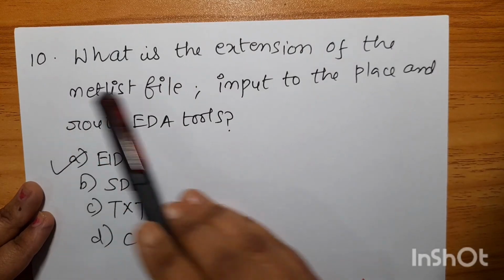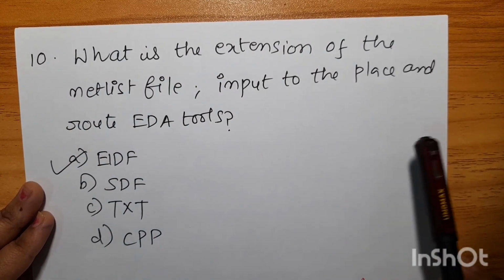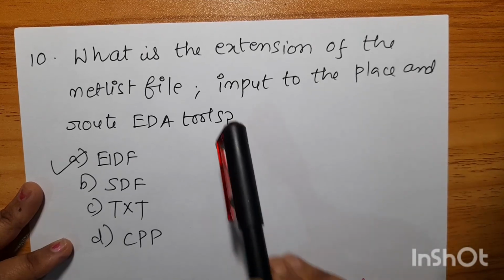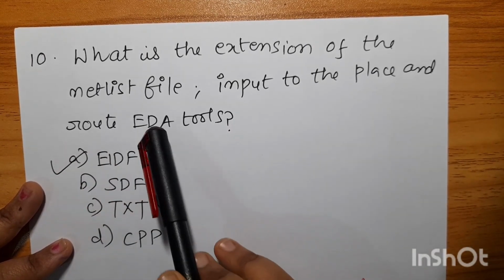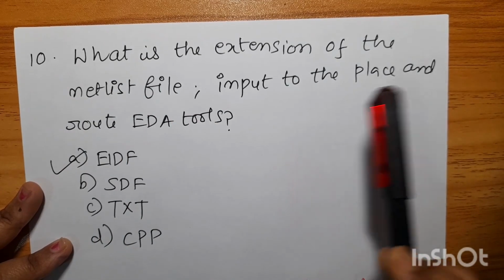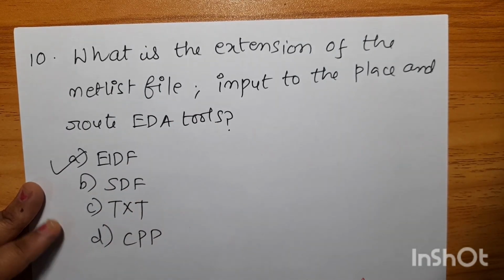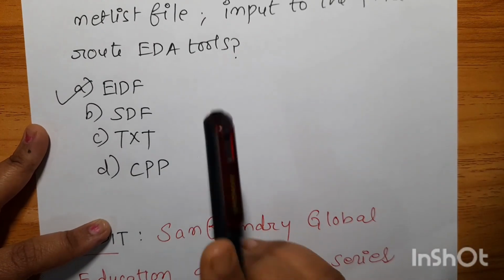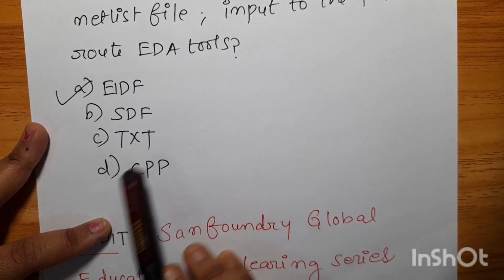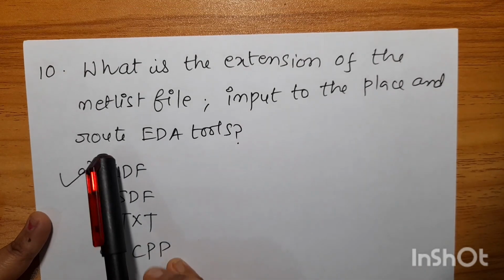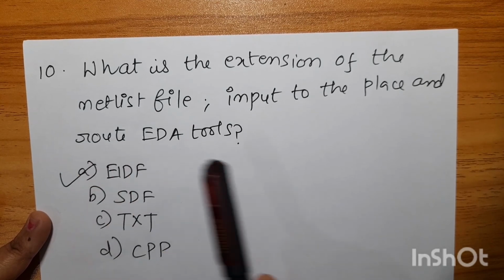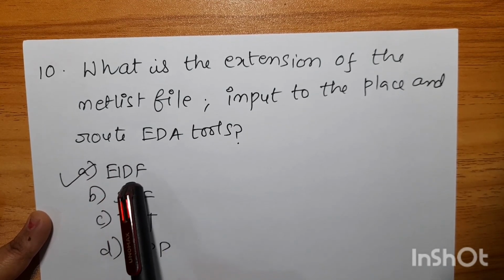Question number 10. What is the extension of the netlist? What is the extension we put for the netlist file, which is the input to the place and route EDA tools? Here are the four options. A. EDIF, B. SDF, C. TXT, D. CPP. So, the extension of the netlist file, which is the input to the place and route EDA tool, is EDIF, option A.